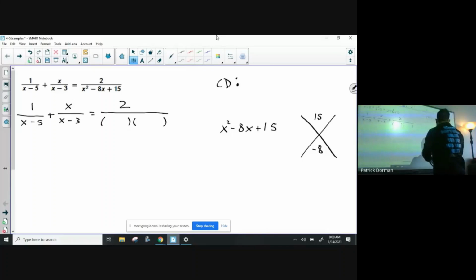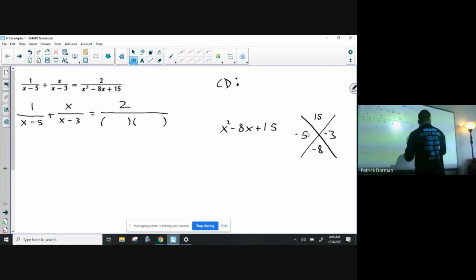All right. So as I was saying, put the 15 in the top, the negative 8 in the bottom. And then I need to think of two numbers such that when I multiply them, I get 15. But when I add them, I get negative 8. And those two numbers are going to be 5 and 3. And I think they're both going to have to be negative, right? So we'll have negative 5 plus negative 3 is negative 8. But negative 5 times negative 3 is positive 15.